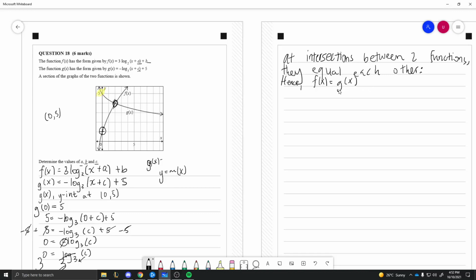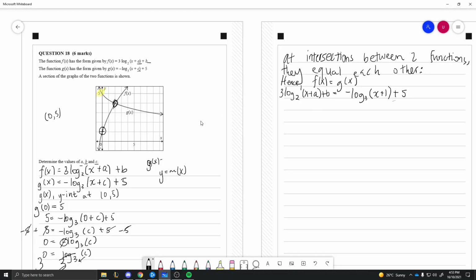So f of x is equal to 3 log base 2 of (x plus a), plus b, which you don't know yet. That is equal to g of x, which is equal to negative log base 3 of (x plus 1), because c is equal to 1, which we found earlier, plus 5. Now they equal each other at this point.